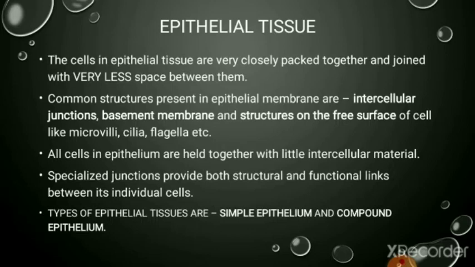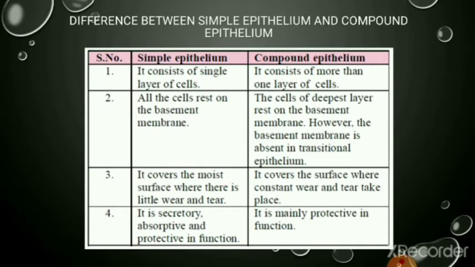Epithelial tissues can be classified into two categories on the basis of the number of layers of cells. These are simple epithelial tissue and compound epithelial tissue. Now, what is the difference between them? Simple epithelial tissue consists of a single layer of cells, while compound epithelial tissue consists of more than one layer of cells. In simple epithelial tissue, all the cells rest upon a basement membrane, while in compound epithelial tissue, only the cells of the deepest layer are in direct contact with the basement membrane. However, the basement membrane is absent in transitional epithelial tissues.